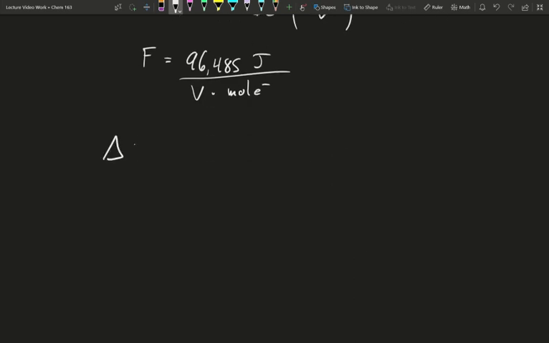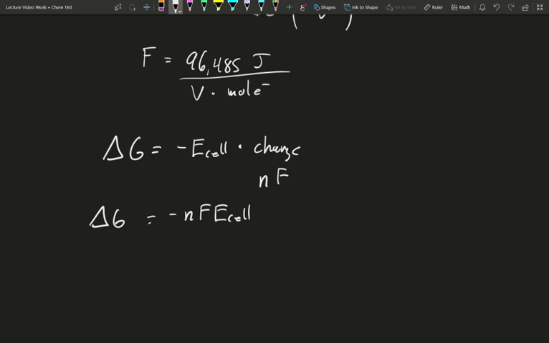Well, we said that our free energy, our Gibbs energy, was equal to the negative E cell times the charge. And the charge is the moles times the Faraday constant. What's the charge per mole times the number of moles of electrons? Bring this together a little more tightly. Negative nF E cell is going to be equal to the free energy.